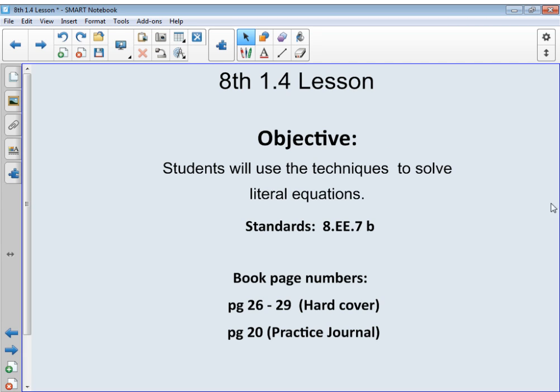Today's lesson is 8th grade math out of the Blue Big Ideas book. The lesson objective today: students will use techniques to solve literal equations. The standards covered are AEE 7B. The book pages that you will use out of the hardcover book are pages 26 through 29, and out of your practice journal, page 20.